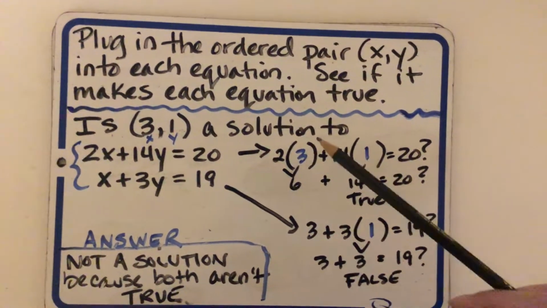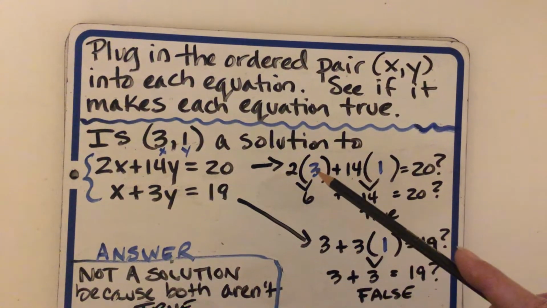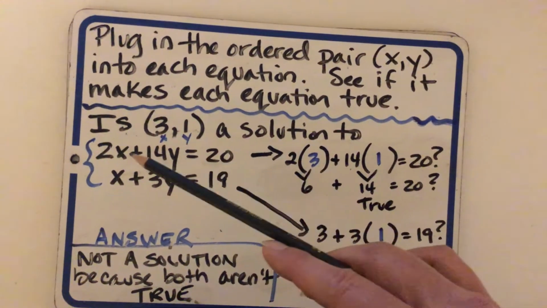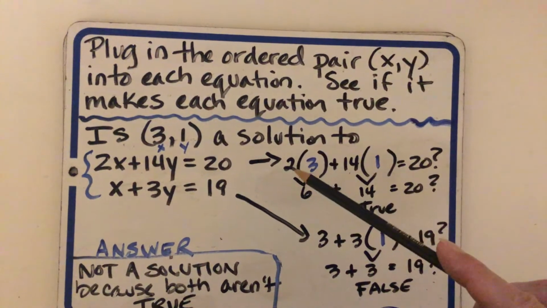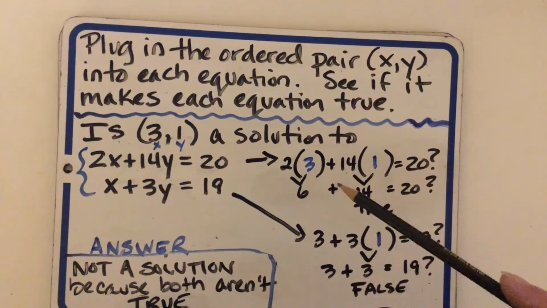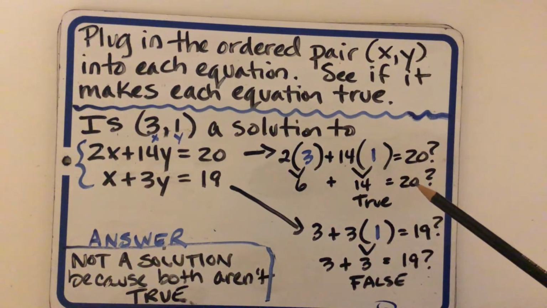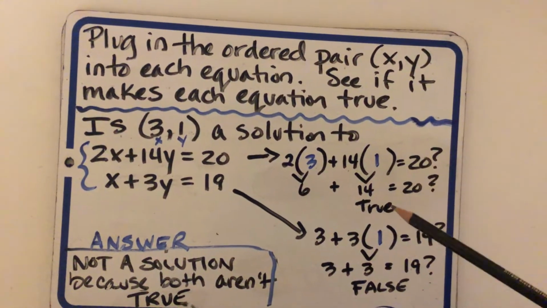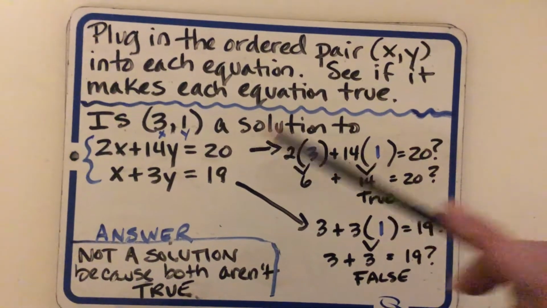Why do I put it in parentheses? Because there is a number or a coefficient attached to the variable. So I'm going to have to multiply that by the number that was in front of the x and the 14 that was in front of the y. So then I multiply. 2 times 3 is 6. 14 times 1 is 14. Does 6 plus 14 add up to the original equation's 20? Well, if I do the math, 6 plus 14 is 20. So I know that 3, 1 is true for the first equation.